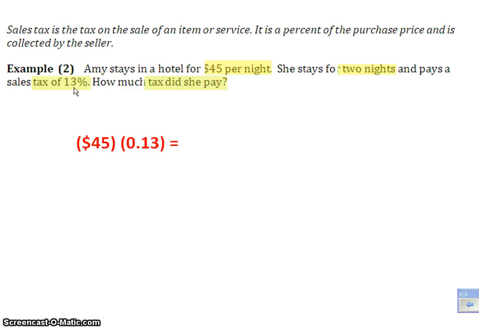So 0.13. Multiply those two together, and she's going to end up paying $5.85 for a $45 night stay. Now remember, she stayed for 2 nights. This $5.85 is per 1 night. So, what will you need to do with $5.85 to calculate how much tax she will pay for 2 nights? Please solve the problem and write your answer on this line.